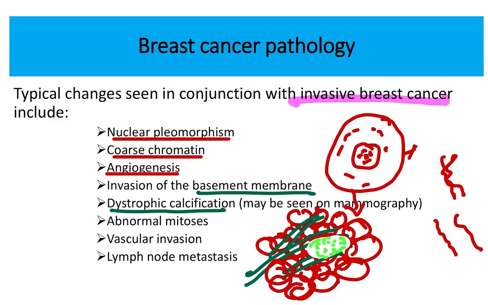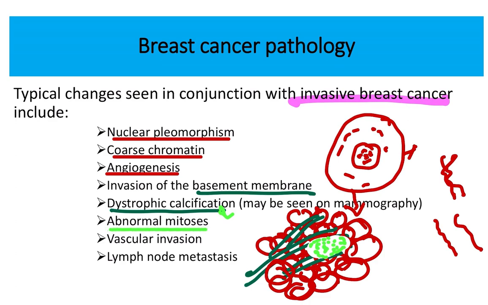We know there are two types of calcification. One is the metastatic, another one is dystrophic. Dystrophic calcification, that means the calcium deposition occurs in case of the dead cell or dead tissue, and metastatic calcification, this calcification occurs in case of the living cell. So these are the two important differentiations between the metastatic and dystrophic calcification. And in case of the breast cancer, there is the dystrophic calcification, not the metastatic calcification. And also there is abnormal mitosis.